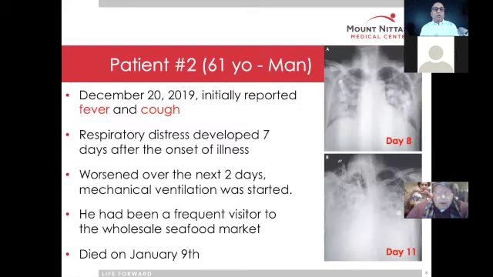The second patient was a 61-year-old man. He had fever and cough. He then began to go into respiratory distress that kind of worsened over the next couple of days. He had been a frequent visitor to the wholesale market, and he, very unlike the first patient, rapidly got worse and died on January 9th.